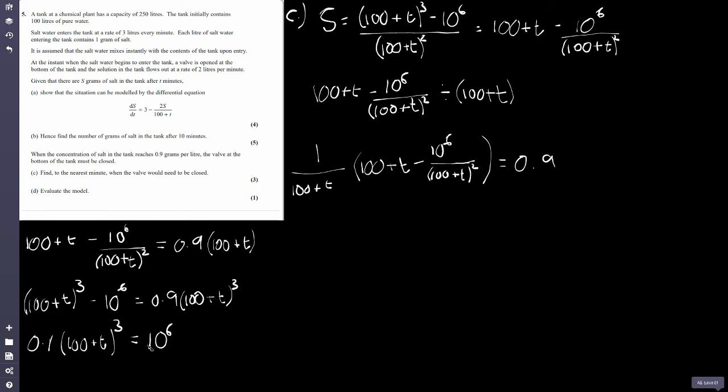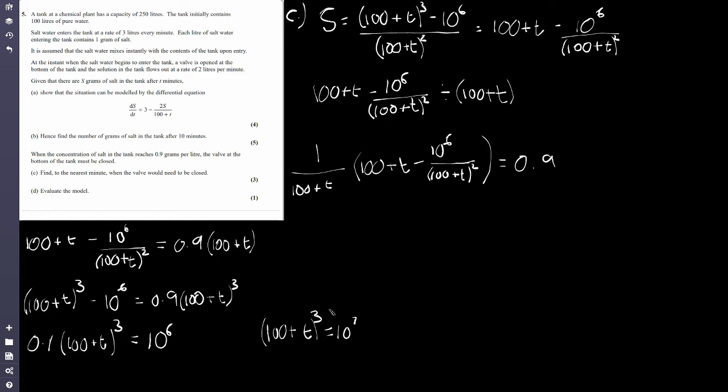Okay. Again, let's keep simplifying. I can now divide both sides by 0.1. Well, divide this side by 0.1. This will just be 100 plus t cubed. This side, if we divide it by 0.1, this will be 10 to the 7, right? The power will get bigger. So 100 plus t to the power of 3 will be equal to 10 to the 7. Like so.